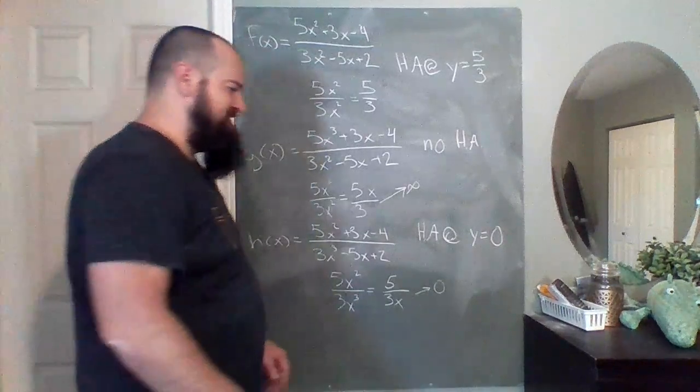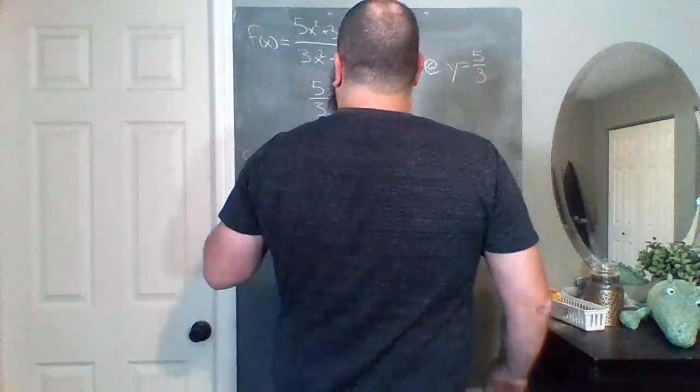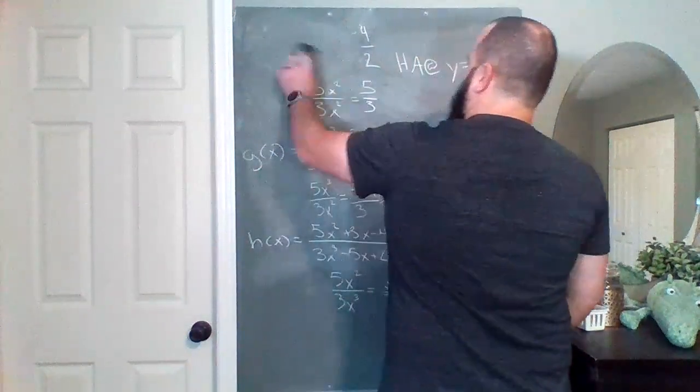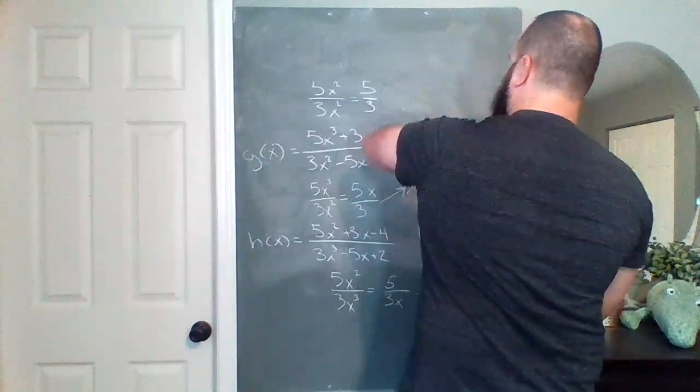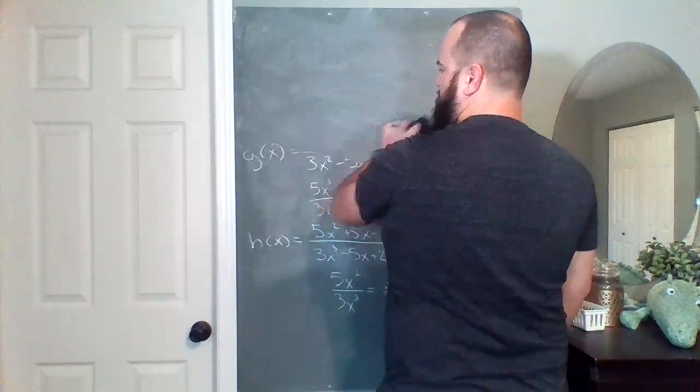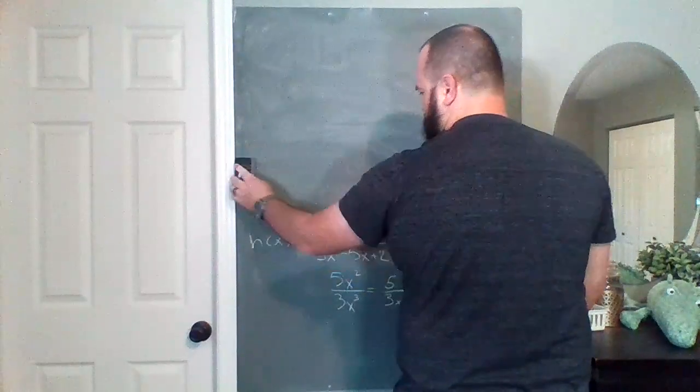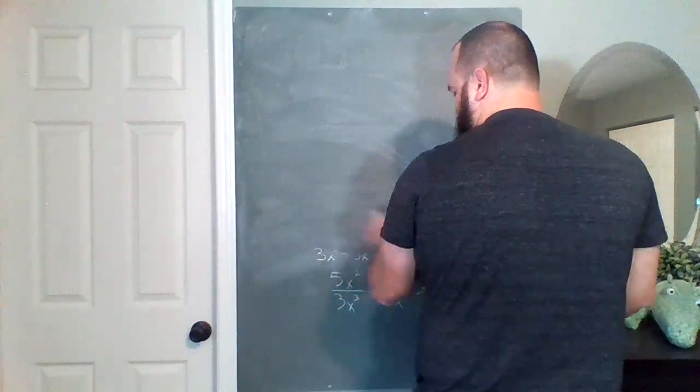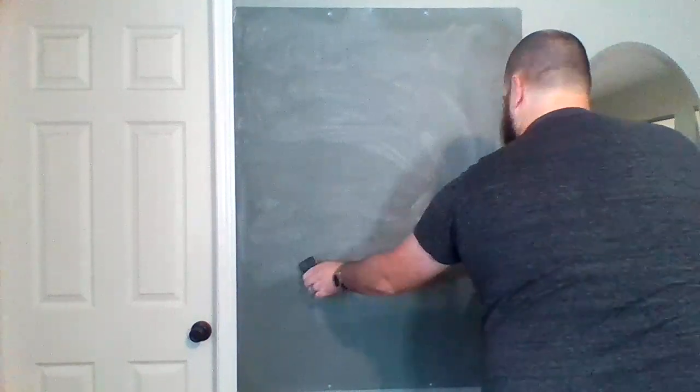All right. So, what's really kind of nice about this is that it doesn't matter exactly what our leading terms are when we're figuring these out in general. What matters is the degree. And so if the degree of the numerator is the same as the degree of the denominator, that means I'm going to have something like 5x squared over 3x squared.